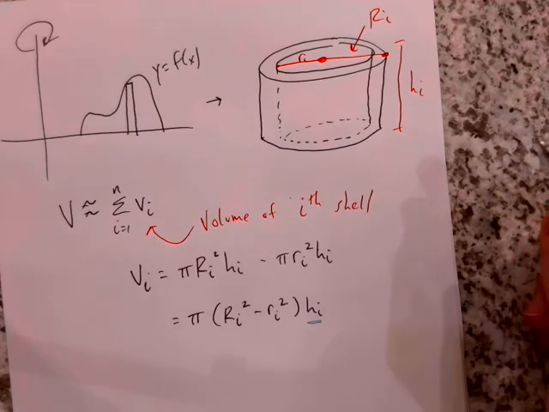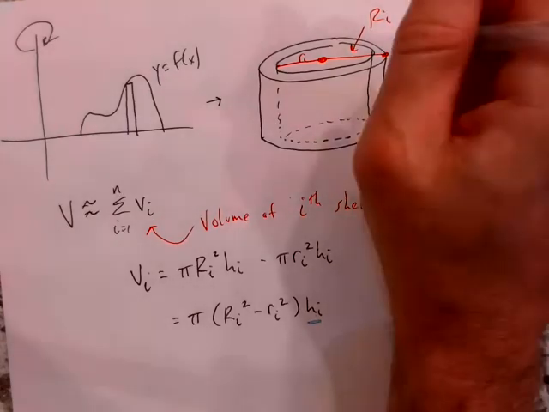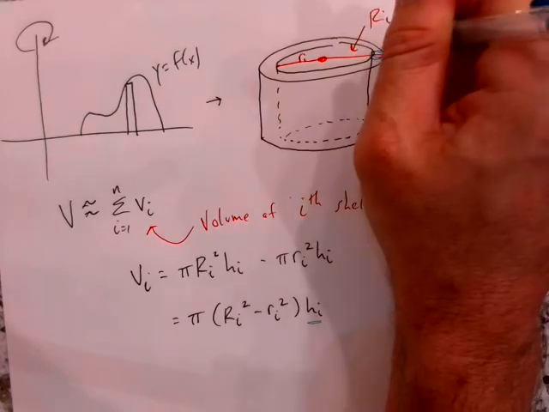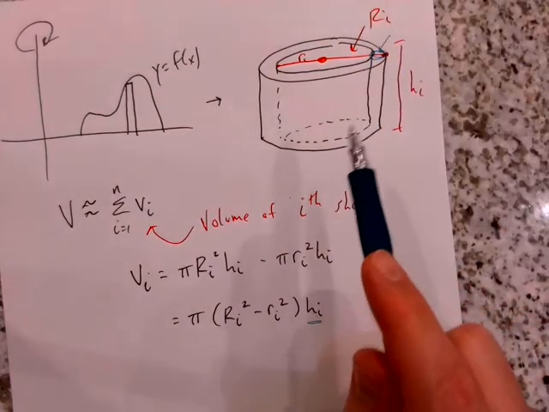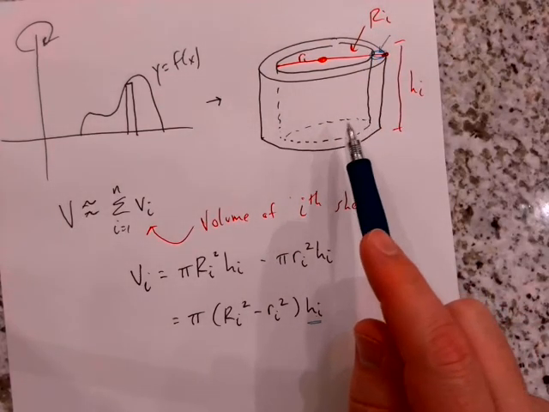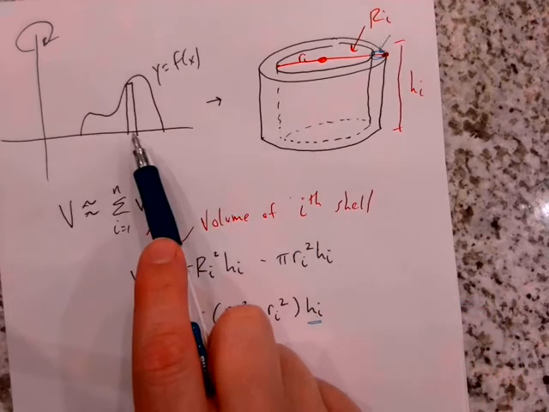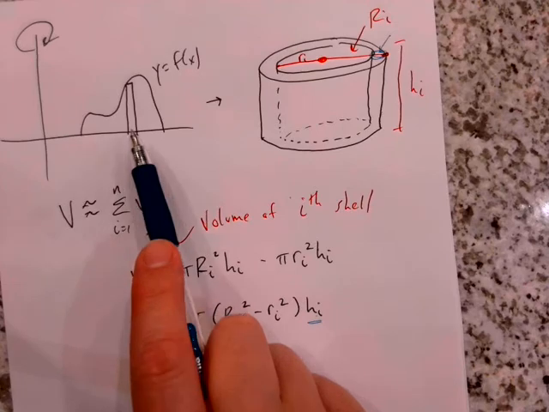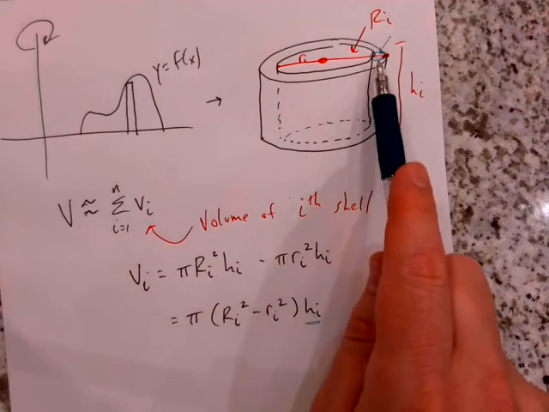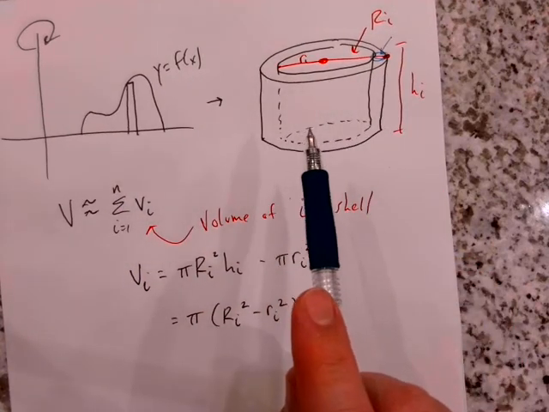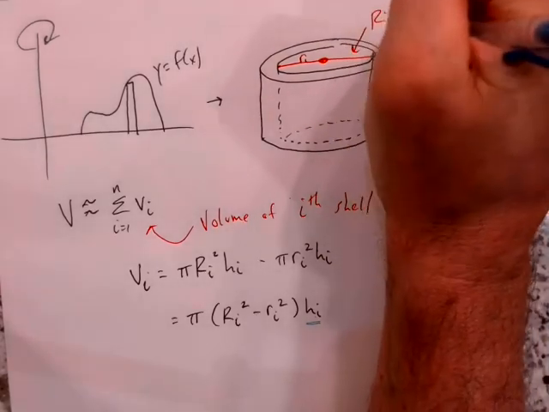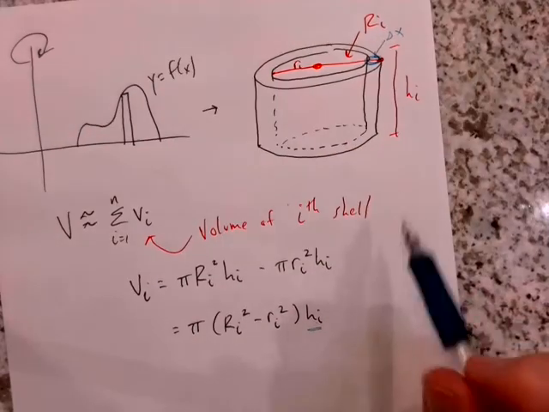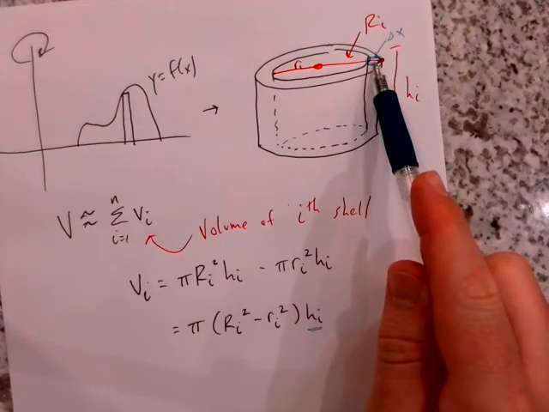Instead, what's approaching 0 is the width of this shell, right? Because as you put more and more rectangles in here, the rectangles get thinner, and the width of the rectangle is the thickness of this shell. So this is our delta x. Delta x is going to be how thick that is.